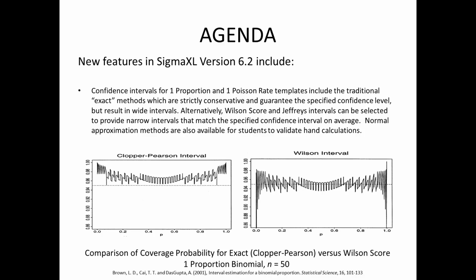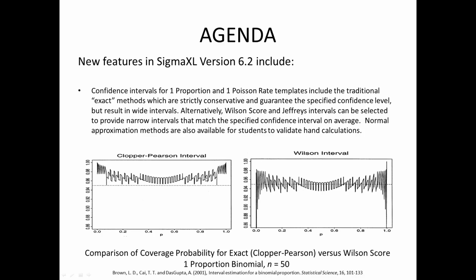When you have a discrete test, like the one proportion, you have what's called an oscillation. I have here, for example, an exact confidence interval. As the proportion changes, for a fixed sample size of 50, you can see that the actual true coverage varies all over the place. It starts off at around 99%, then it drops, oscillates down, and then oscillates back up again.